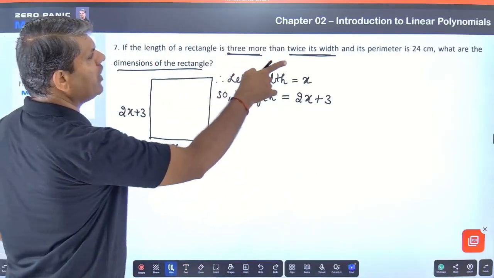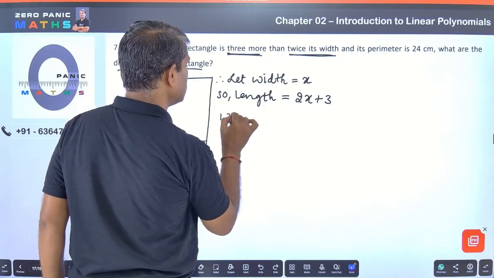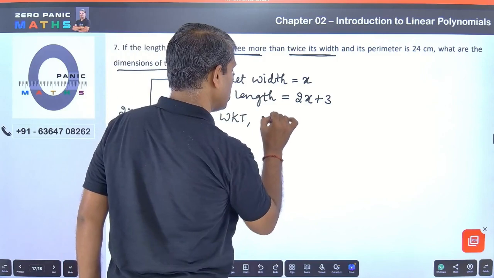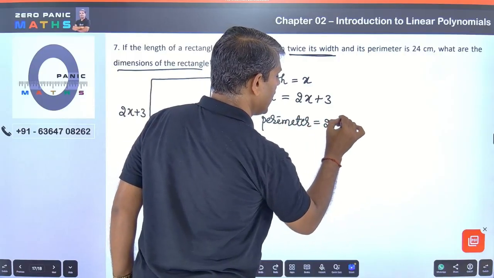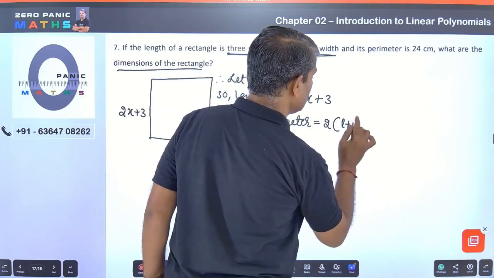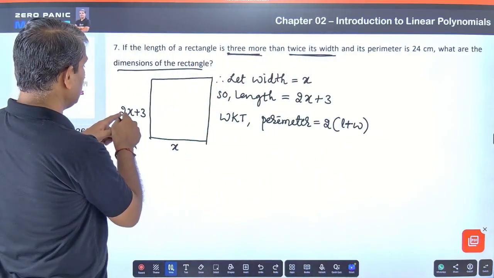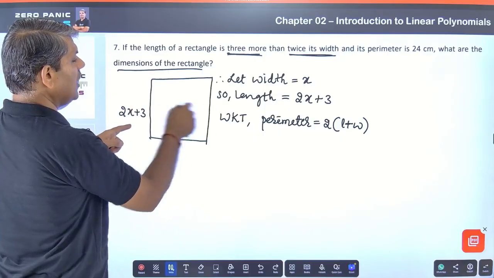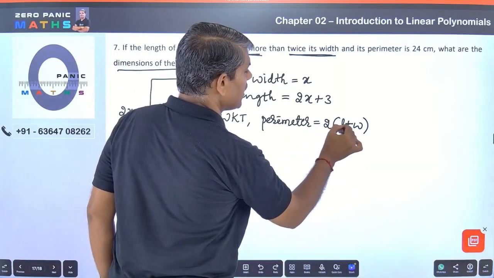Now what is given is perimeter. Before that, we know that perimeter is, what is perimeter of a rectangle? Perimeter of the rectangle is 2 times length plus breadth, or length and width. You can consider it as length and width. So it is actually 2x plus 3 plus x plus 2x plus 3 plus x, because the opposite sides of the rectangle are always equal. So it is 2 times length and width.